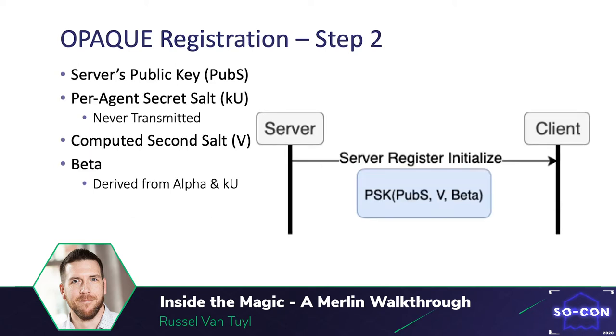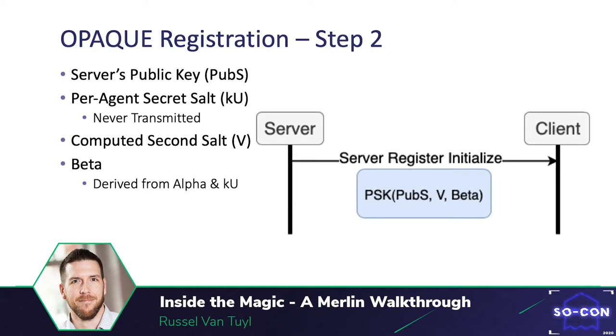The server begins registration by creating a private key, or privS, a public key, which is pubS, and a per-user oblivious pseudo-random function key known as KU. This is what's called a secret salt and is stored on the server. With opaque, the server never has the user's password or hash. The only thing that the server has is this secret salt value, KU. It is never transmitted to the client.